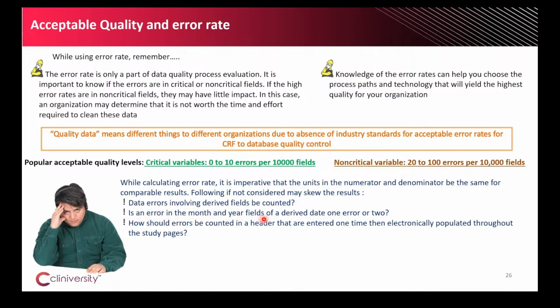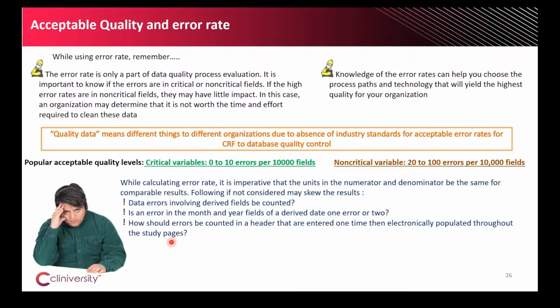Is an error in the month and year field of a derived date one or two issues? If there is a date field where both month and year are wrong, but for another issue only the month is wrong and the year is correct, how do we classify? Should both instances be counted as one issue, or should the month error be counted as a separate issue and the year error as a separate issue? How should errors be counted in headers that are entered one time, then electronically populated throughout the study pages? This is basically the case when, instead of entering the data manually every time, it is centrally entered wrong once, so the same wrong value gets populated throughout the rest of the pages also. Should all the rest of the pages then count the same errors?